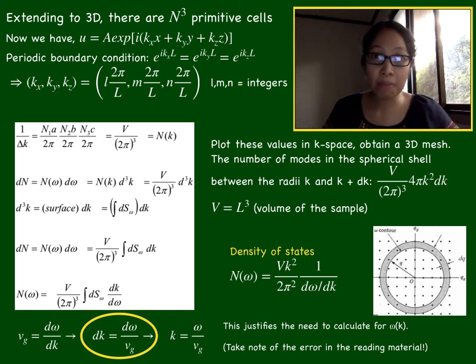We impose a periodic boundary condition again. What does this mean again? The displacement at x equals 0 is the same as the displacement at x equals L. The admissible values of k are then 2 pi over L quantity times l, 2 pi over L quantity times n, and 2 pi over L quantity times m. The l, m, and n are integers. Plotting these values in k-space, we obtain a 3-dimensional cubic mesh.